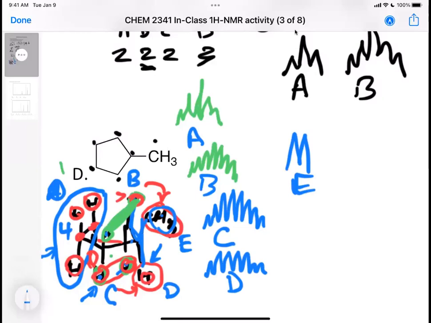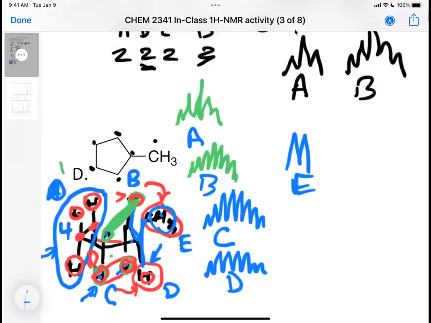Okay. Now, why didn't I do it by position here? They're all going to be between 0.8 and 1.2. They're all hydrocarbons. They all have 2, 1, 2, or 3 hydrogen bonds. So there's no way to tell. So right here, you have to go by splitting, or you have to go by integration, or knowing that the number of peaks was correct.